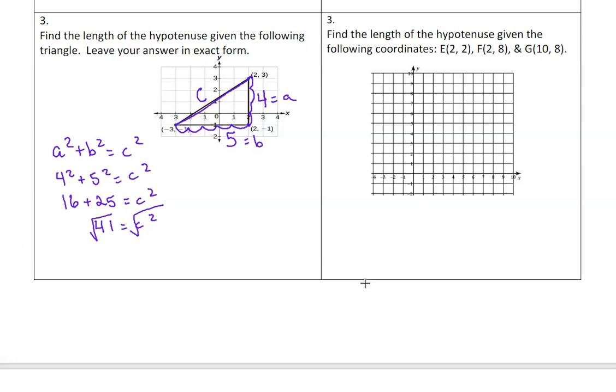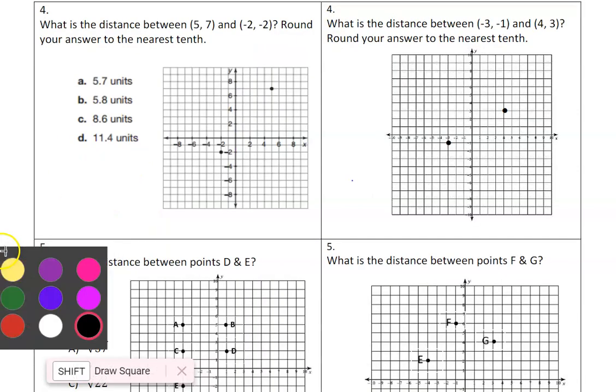Now, if you read the question carefully, it says leave your answer in exact form. That means leaving it as a square root. Now, the nice thing about this one on the test is it's multiple choice, so you won't accidentally make the mistake of making it a decimal. All right, so again, exact form means to leave it as a square root.